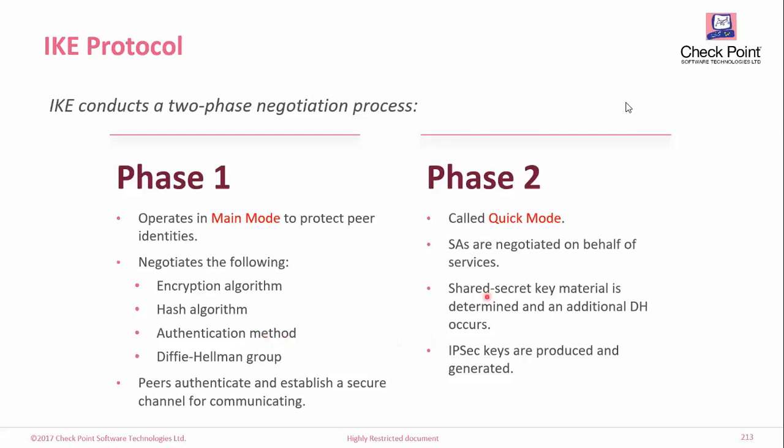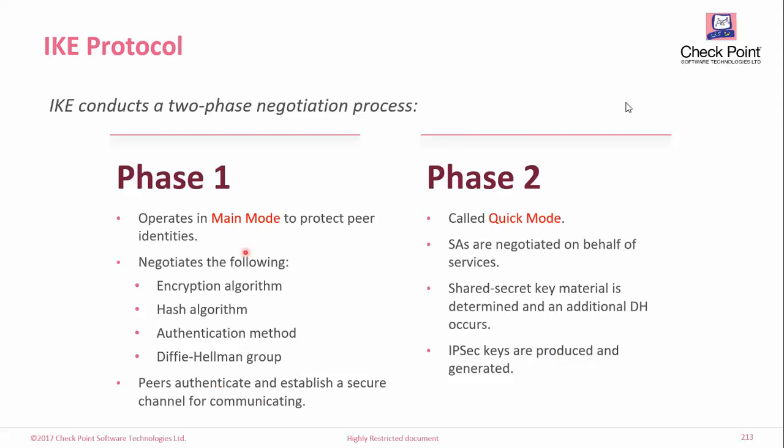Once you move to phase 2, the quick mode, now what you're doing is you're just building on everything that you started here in phase 1. All right. Again, the security associations are negotiated. The shared secret key material is determined. Additional key exchanges occur, and then finally the IPsec keys are produced and generated, and your IPsec security association is now agreed upon, okay, and the IPsec can actually take place.